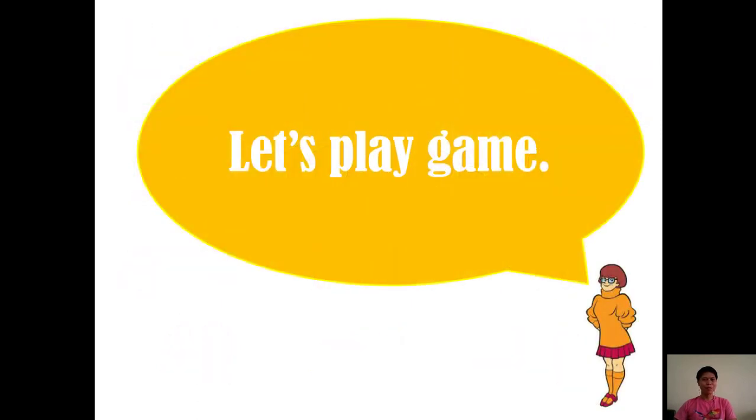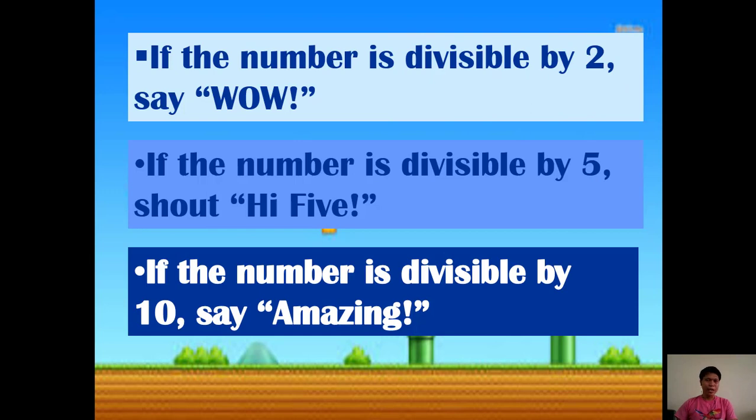Let's play a game. What you're going to do is, if a number is divisible by 2, you are going to say, wow. If it is divisible by 5, you say, high five. If the number is divisible by 10, it is amazing. Wow, high five, and amazing. Okay, remember these three answers. Are you ready? Let's start.